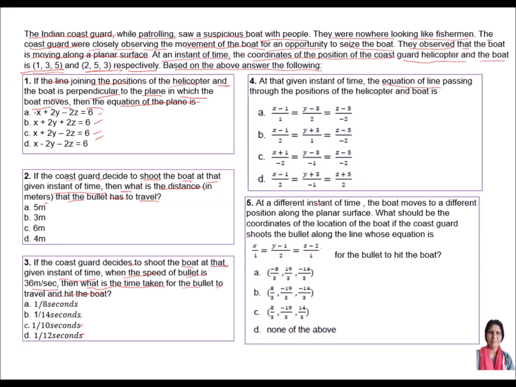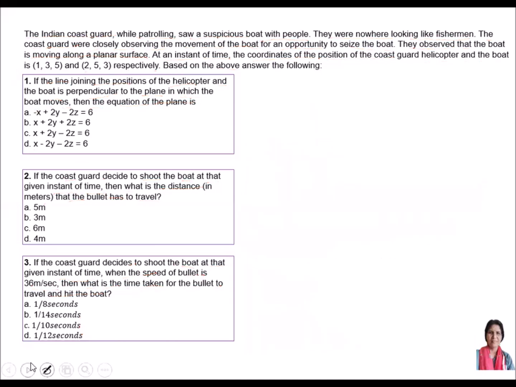Now fifth: at a different instant of time, the boat moves to a different position along the planar surface. What would be the coordinates of the location of the boat if the Coast Guard shoots the bullet along the line whose equation is x upon 1 is equal to y upon 1 minus 1 upon 2, z minus 2 upon 1, for the bullet to hit the boat? Four options, four points are given. You have to find which one is the answer. So let us go one by one.